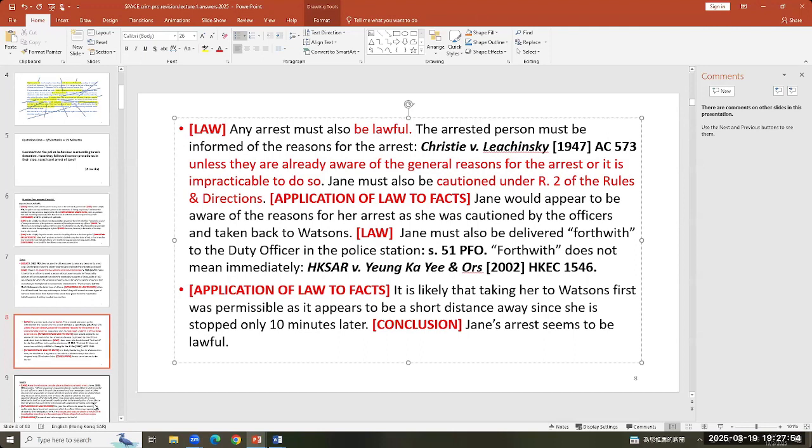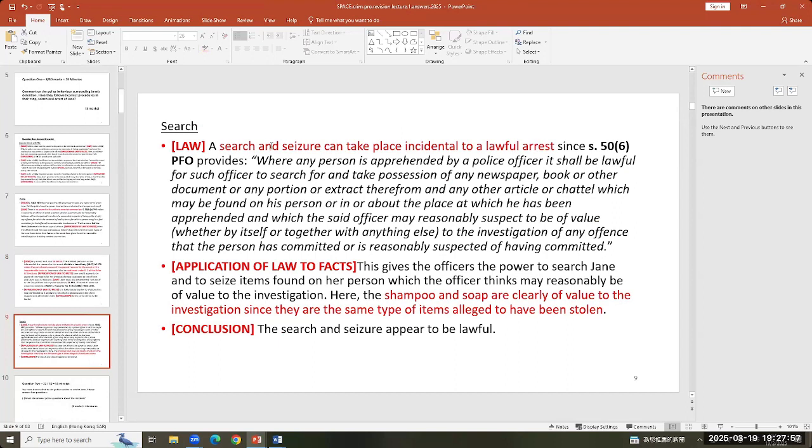But there's a couple of other things that we flagged. So now we need to think about whether it's legitimate to search her and seize the items in connection with the arrest. So section 50 subsection 6. They have the power to search her and to seize items which they reasonably believe will be of value to the investigation. When we apply that law to the facts, clearly the shampoo and the soap are of value to the investigation because they are the same type of items alleged to have been stolen, right? So our end conclusion to wrap this up is the search and seizure appear to be lawful, okay?